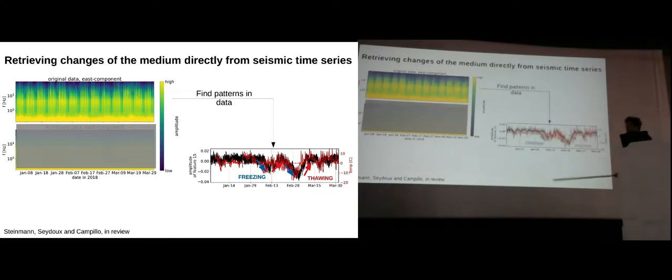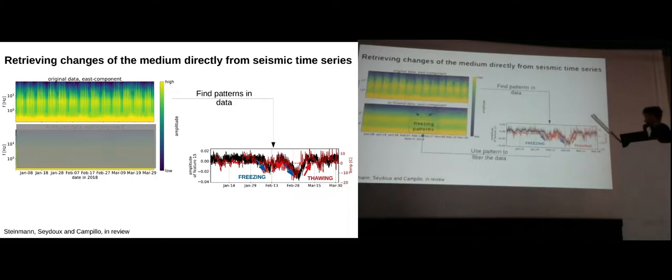I will not go into the details of the algorithm we use because it's on the poster, and it's a bit too much. But basically what this machinery is doing is looking for patterns in the data. What we found is that it blindly detects the freezing and thawing pattern directly from continuous seismograms. One main part in this machinery is the blind source separation. We can find one feature which tracks the freezing and thawing cycle from the data, and it looks really like the dV over V curve we saw before.